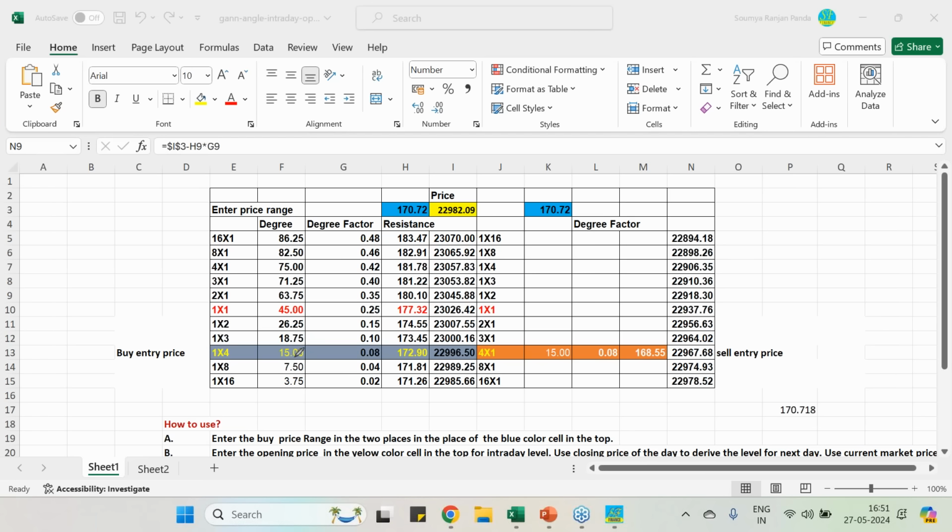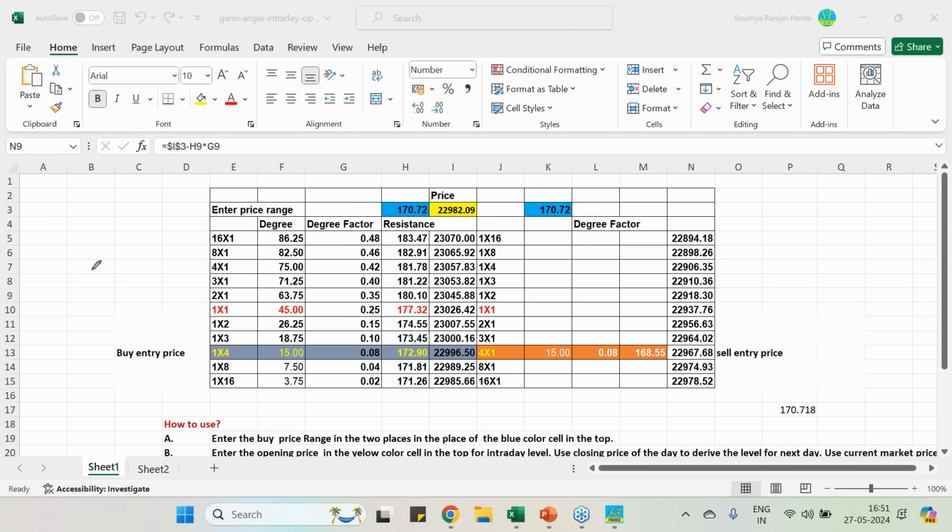So that is an uptrend. If 1 unit of price change is rising in 4 units of time, similarly you can just go on with these trend additions. You can see that 16 units of price change happening in 1 unit of time is known as 86.25 degrees. You must ask me, why this 3.75, 7.5?